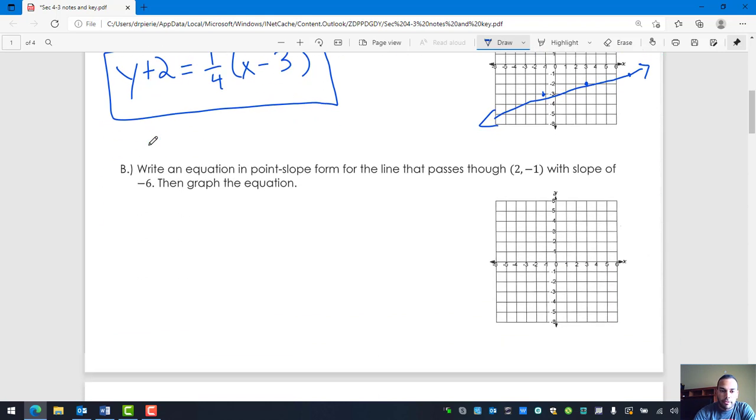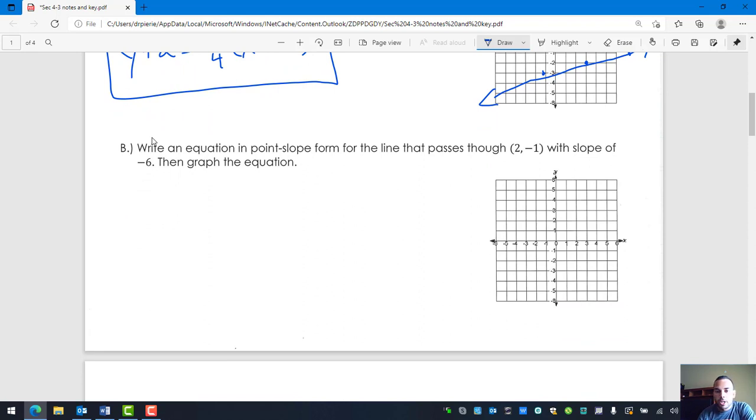Okay, let's do a different one. It says write an equation in point slope form for a line that passes through 2, -1 and has a slope of -6. Okay, once again, it's asking for point slope form. The trickiest part of this is just remembering the formula. Keep writing it over and over again until you remember it.